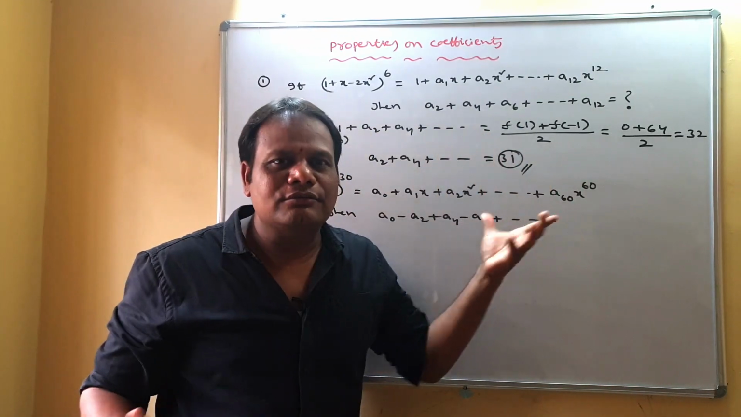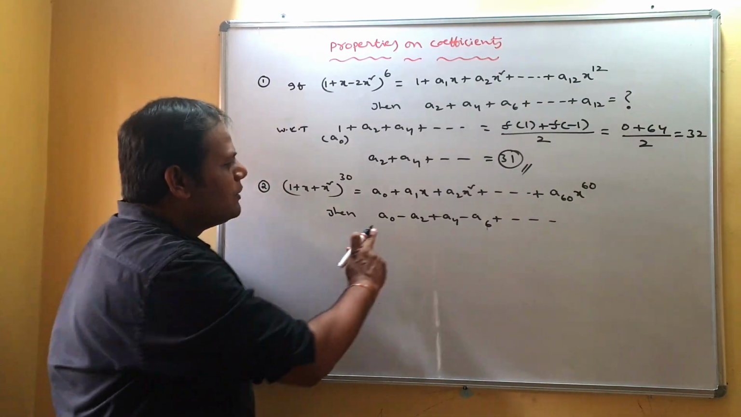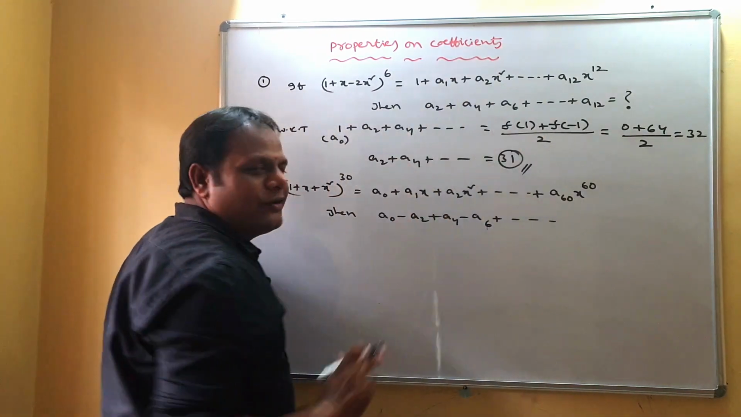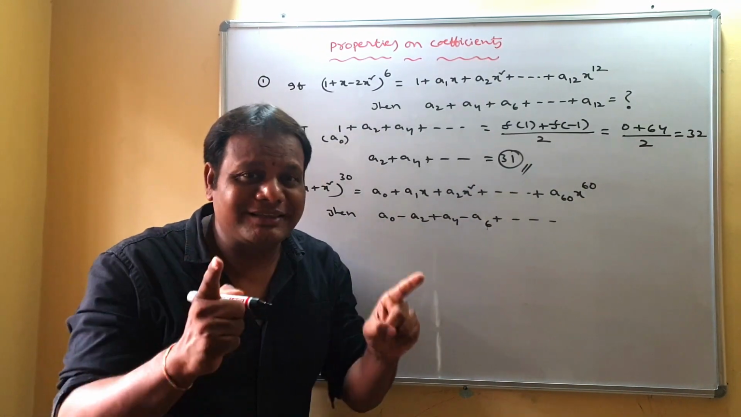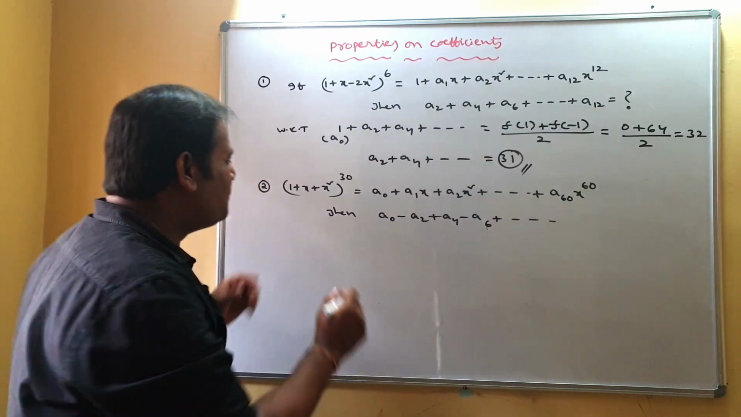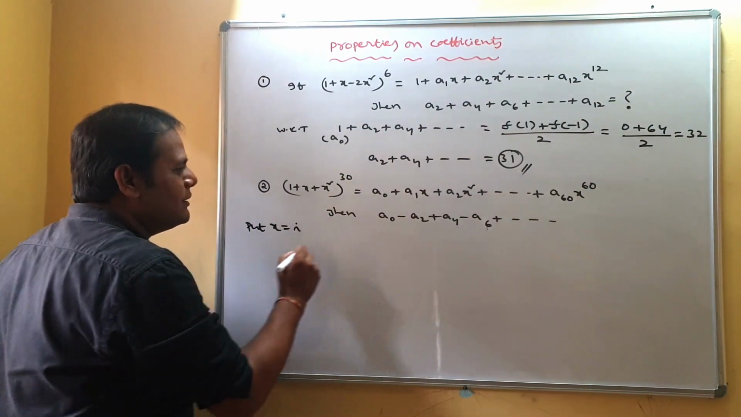What is that value? That is 31. Moving to this example, what are they asking? See, same a0, a2, a4, a6, but with alternating signs. For that, what do we do? We put x equal to i, is it? So put x equal to i on both sides.